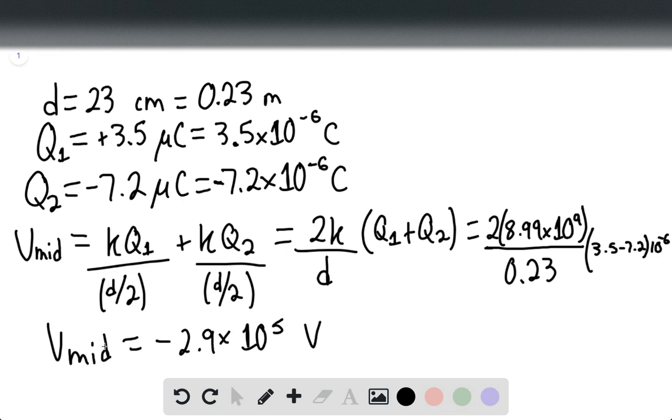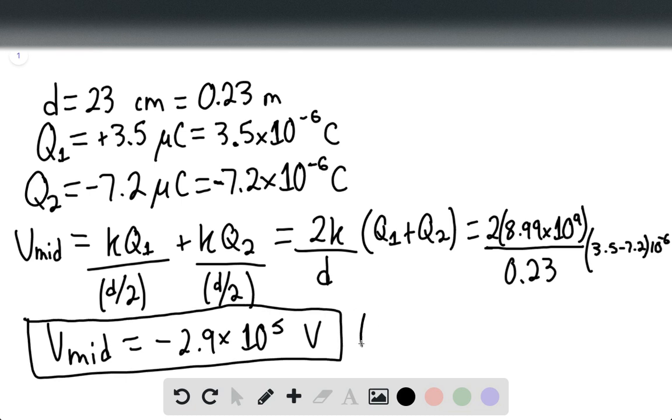And this makes sense, it's negative, because this will be your answer for part A, by the way. It makes sense it's negative because this term makes it negative. 3.5 minus 7.2 is going to end up being a negative number, and that's going to carry through the entire equation. So again, the electric potential at the midpoint is going to be negative 2.9 times 10 to the 5th volts.